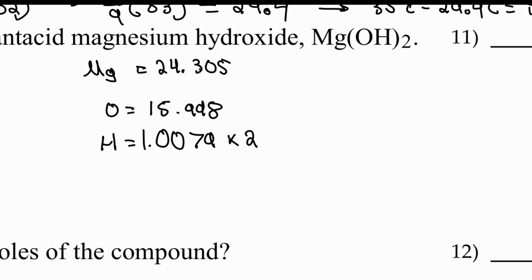Let's calculate this. We're going to have 24.305 plus, and we want to have 2 of each because we're multiplying the hydroxide by 2. So we're going to have that 15.998 times 2. We should get a number around, oh, where did this go?